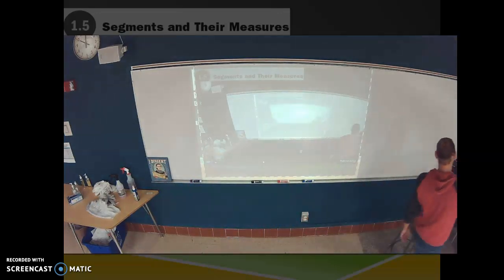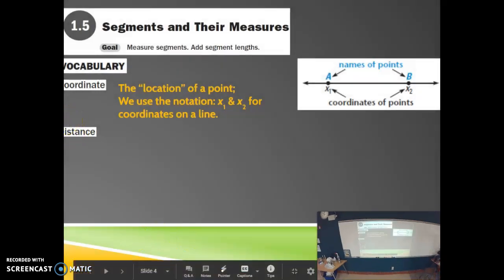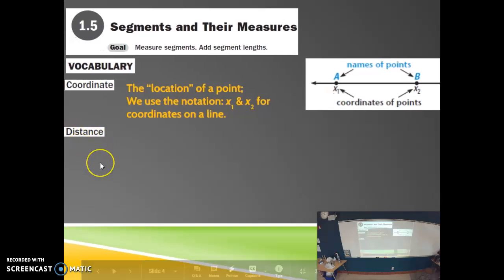So let me go ahead and switch over to our screen. This is just a reminder that I'm going to move things just a little bit so you can see a little bit better. There we go. A reminder that you do have the notes available to you online in the same folder that you should have found this video. So, a coordinate is the location of a point.